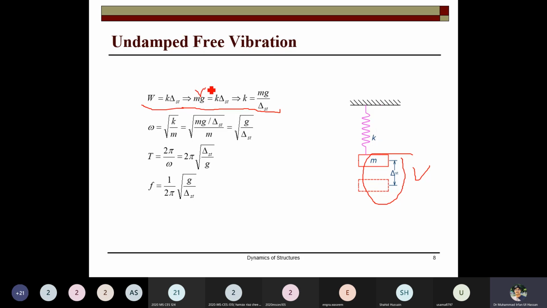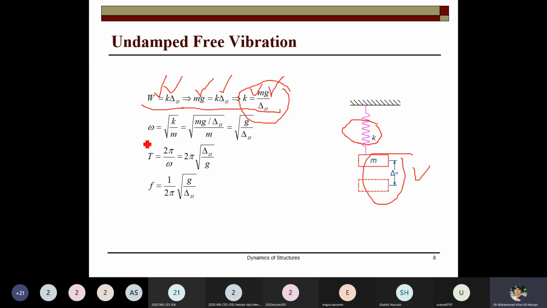So this W is equal to mg, and mg is equal to K delta st. You know that W is equal to mg force, but at the same time this total weight is equal to the stiffness into displacement. The total downward force is also equal to the upward force which is developed in the spring. This force Fs is equal to K into delta st, whereas W is equal to mg. So by putting W as mg and force as K delta st, the K of this hanging system can be determined. So one thing is that from the free vibration you can determine the value of stiffness.